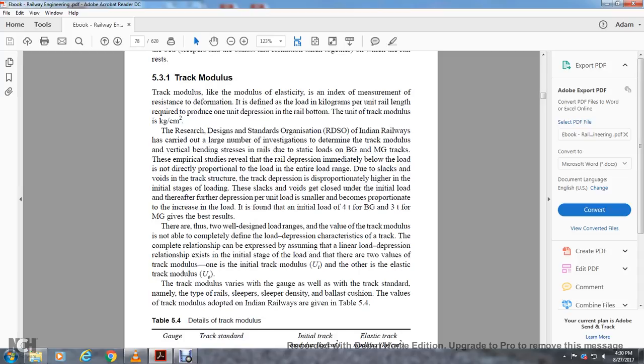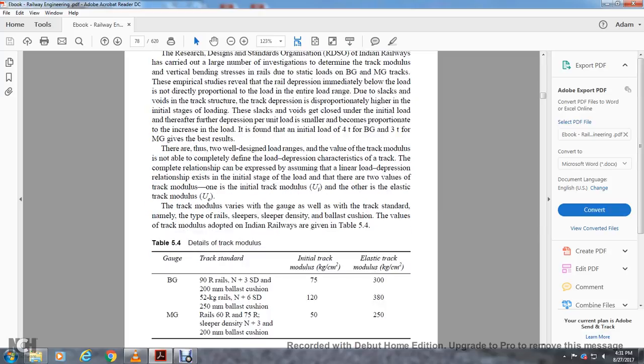Thus, over the well-designed load range, a single track modulus is not able to completely define the load depression characteristic. The complete relationship is established by assuming a linear load depression relationship in the initial stage of the load and after it, with two values of the track modulus: one the initial track modulus UI, and the other the elastic track modulus UE. The track modulus varies with the gauge as well as the track standards, namely the type of rail, sleeper, density, and ballast cushion. The values of track modulus adopted on the Indian Railways are given in Table 5.4.